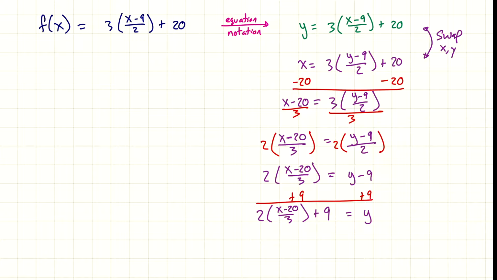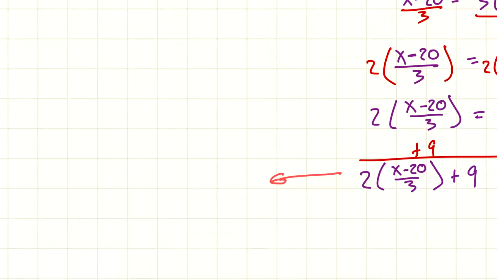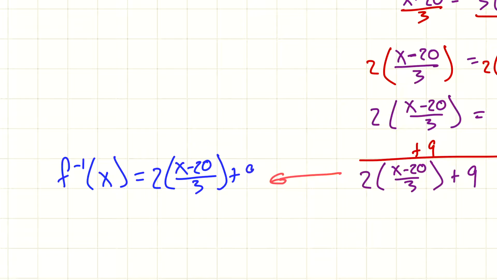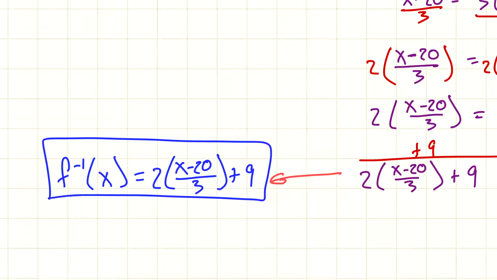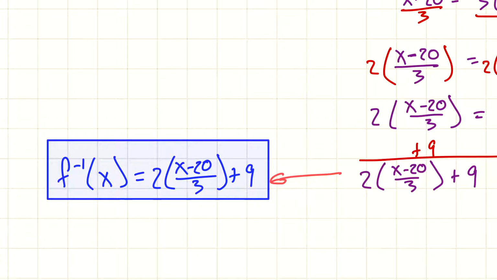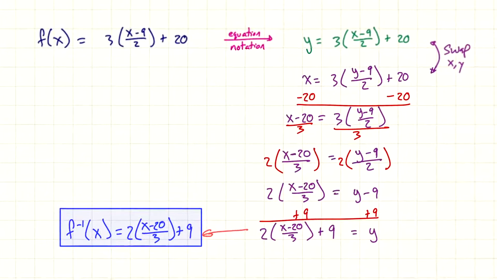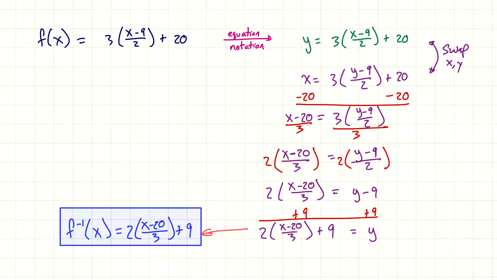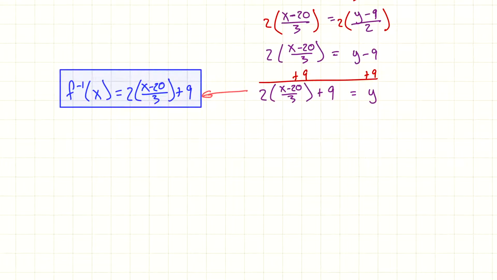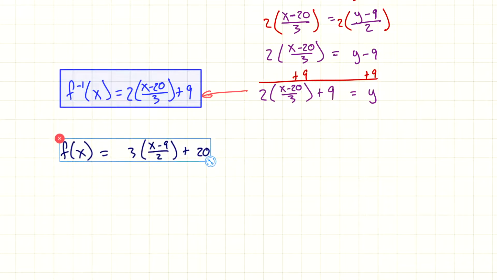All right, so let's rewrite this in function notation. So this is going to change to inverse f of x, and I'm going to put 2 times x minus 20 over 3 plus 9. All right, so there's our inverse. That's what we think is our inverse, comparing it to the original. So I'm going to copy that. We want to see, are these really inverses of each other?